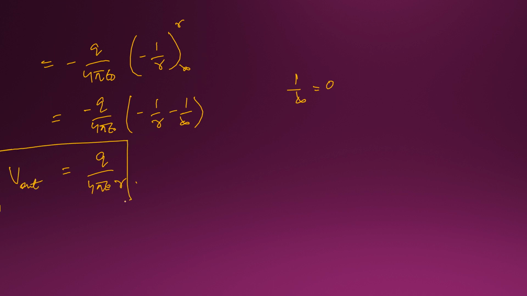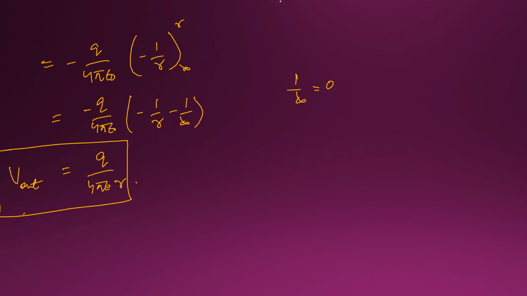So if I write it here, minus q by 4 pi epsilon naught, times minus 1 by r, from infinity to r. So minus q by 4 pi epsilon naught times minus 1 by r minus minus 1 by infinity. That 1 by infinity is 0, we know. So V out is q by 4 pi epsilon naught r.